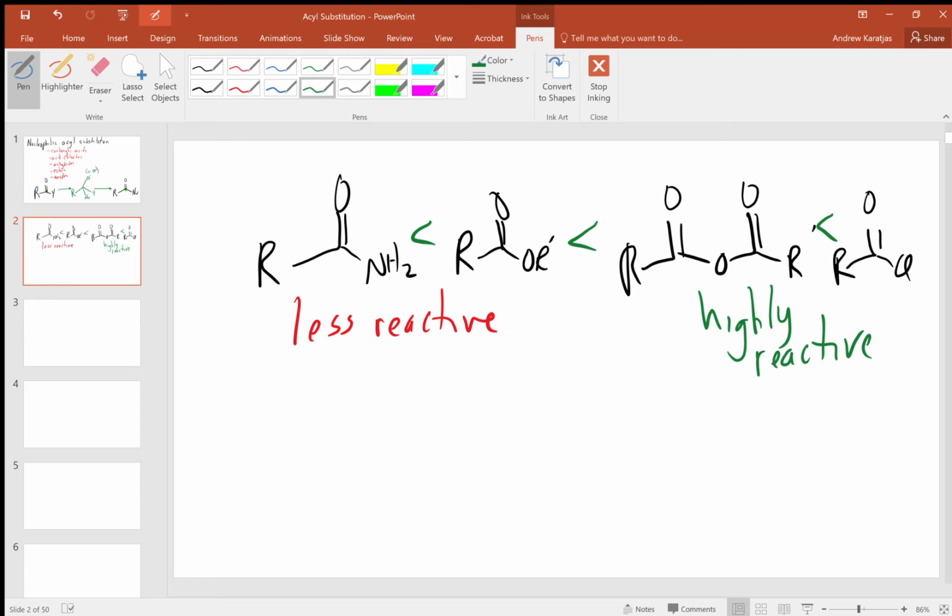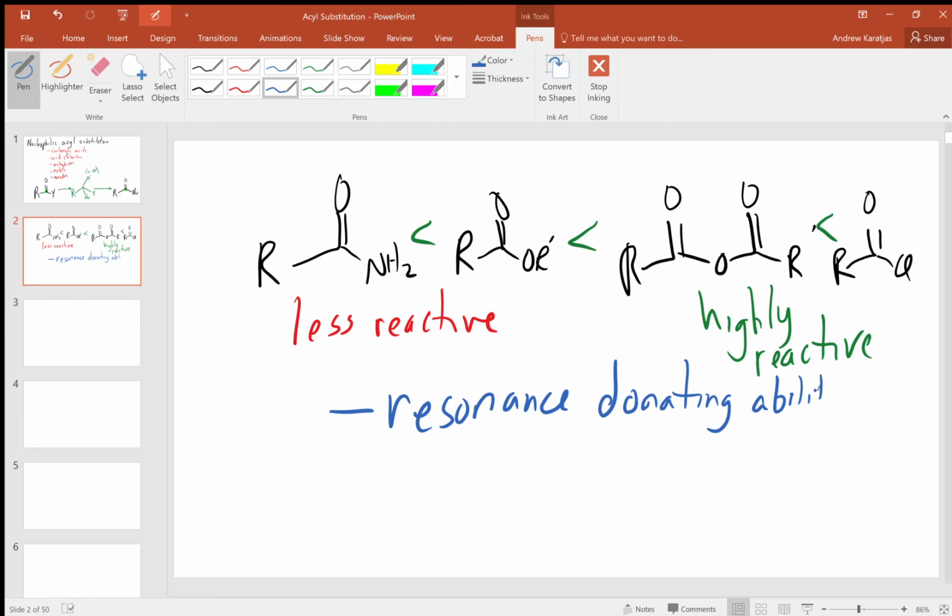So why do we see a difference in reactivity for these different functional groups? What is it that determines that the acid chloride is highly reactive and the amide is much less reactive? Two main factors come into play. One is resonance, and specifically resonance donating ability of whatever this group here is. The second is that same group. How good of a leaving group is it?